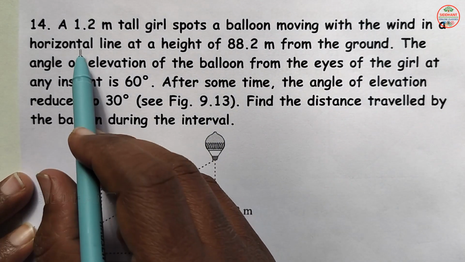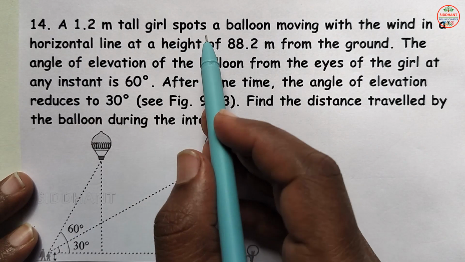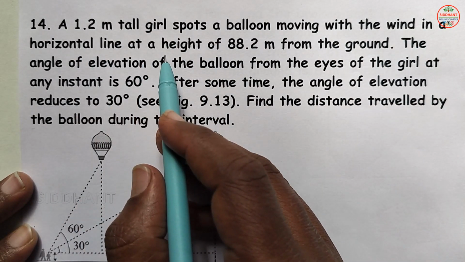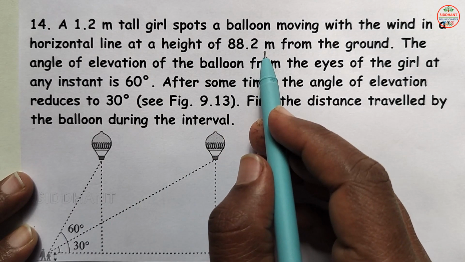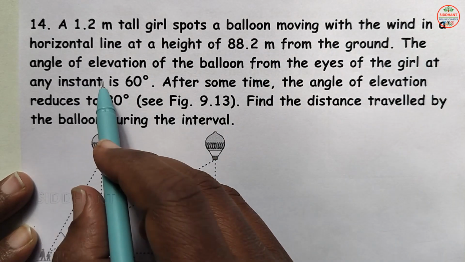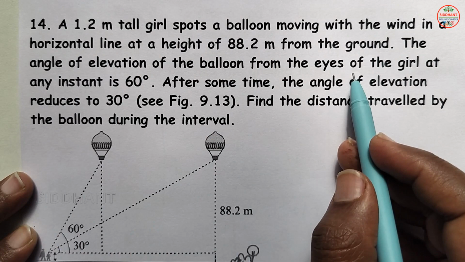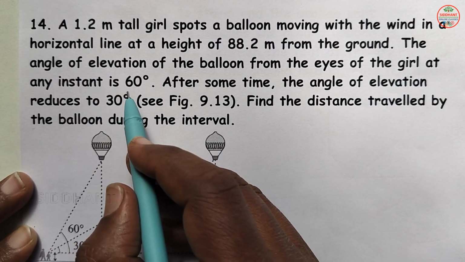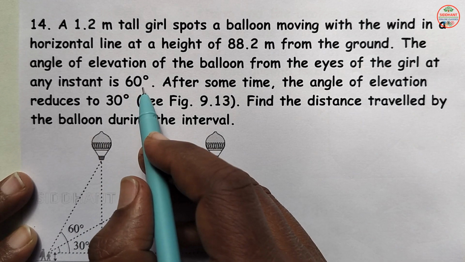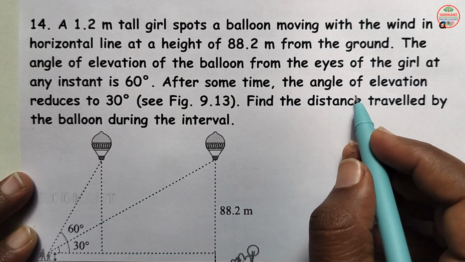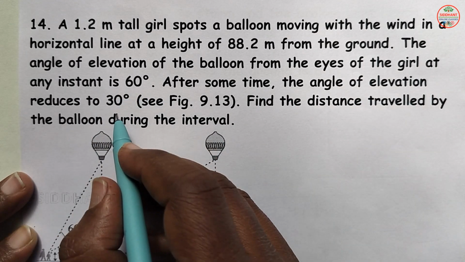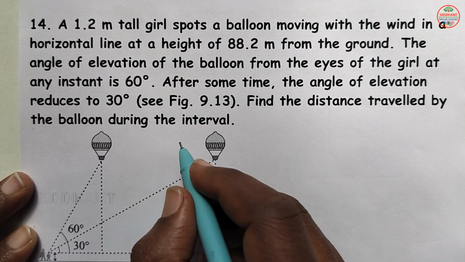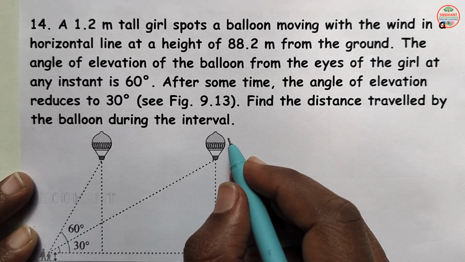Question number 14. A 1.2 meter tall girl spots a balloon moving with the wind in a horizontal line at a height of 82.2 meters from the ground. The angle of elevation of the balloon from the eyes of the girl at an instant is 60 degrees. After some time, the angle of elevation reduces to 30 degrees. Find the distance traveled by the balloon during the interval.